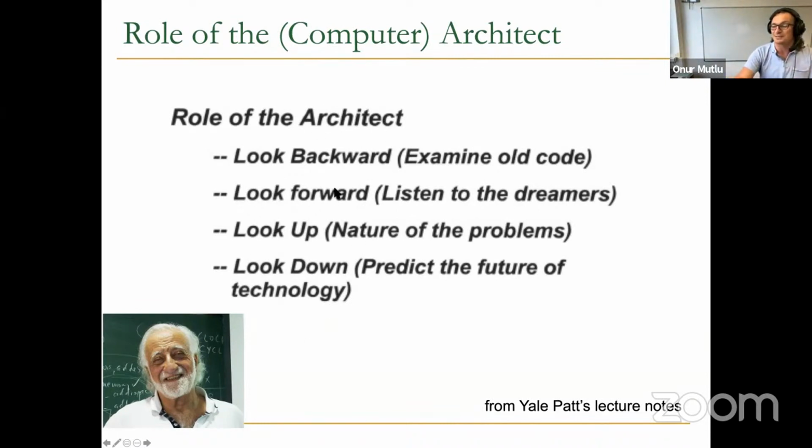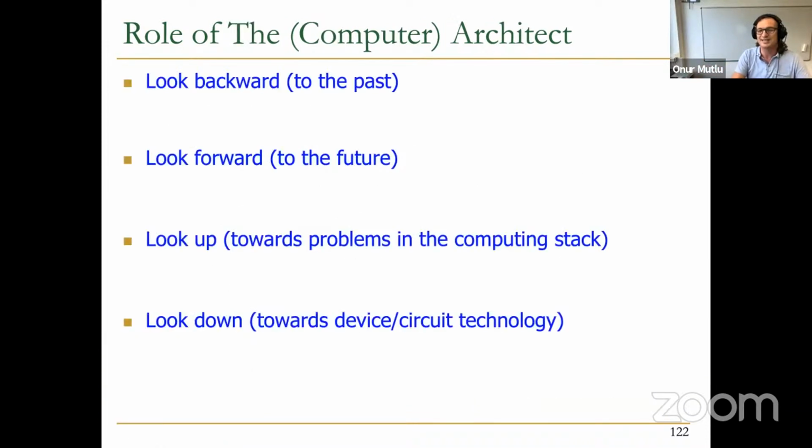You need to look backward, which is precedents. You need to look forward, which is you need to listen to the dreamers, applications, what's coming next in systems, let's say, and in applications. You need to look up, understand the nature of the problems, and you need to look down, and you need to predict the future of the technology so that you can take advantage of it. This is essentially my rephrasing of what he said.